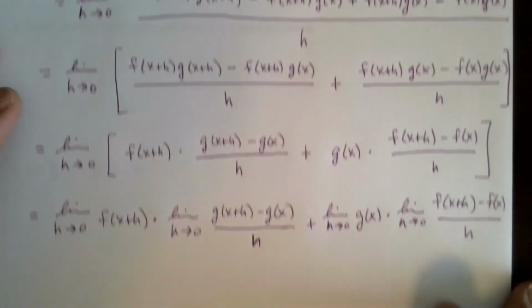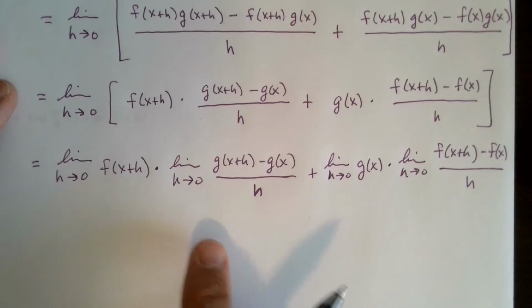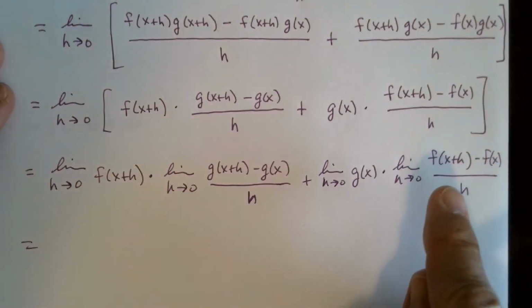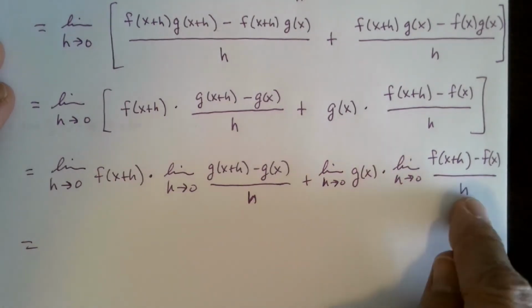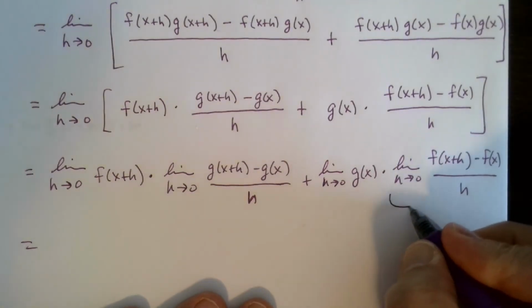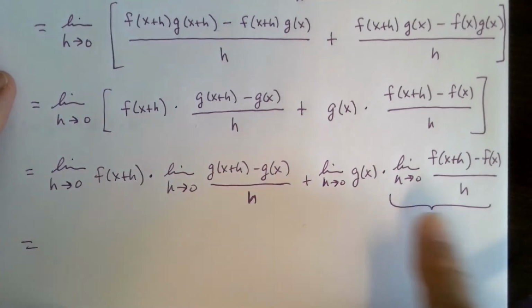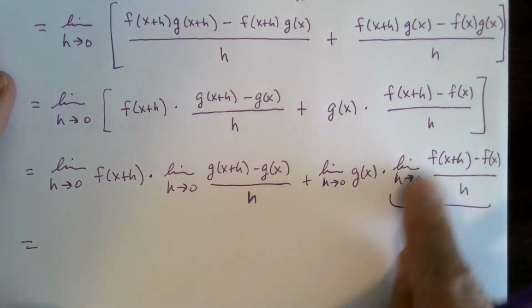Now, let's take a look at these limits here. There are 4 limits to talk about. Let's start over here. What about this one? What's the limit as h goes to 0 of f of x plus h minus f of x over h? What is that thing? That thing should look familiar. That's the limit definition of the derivative of the function f. f prime of x is equal to this.